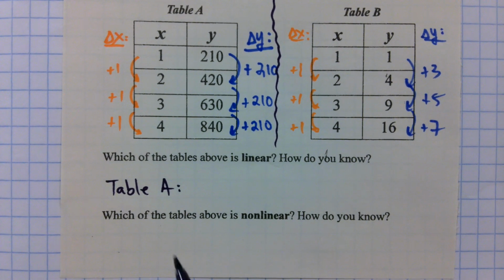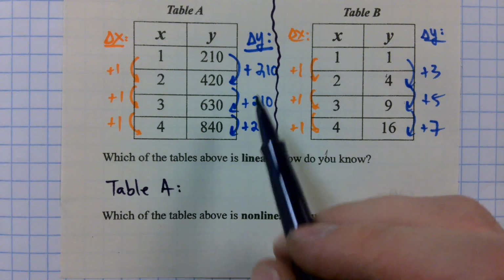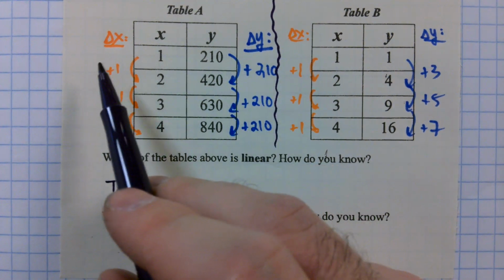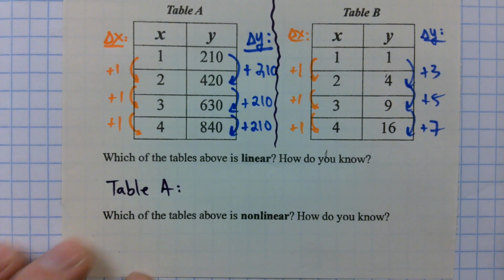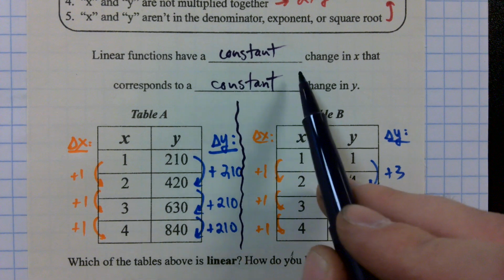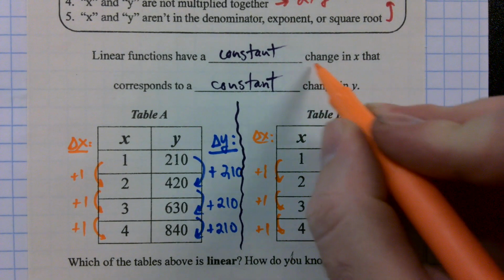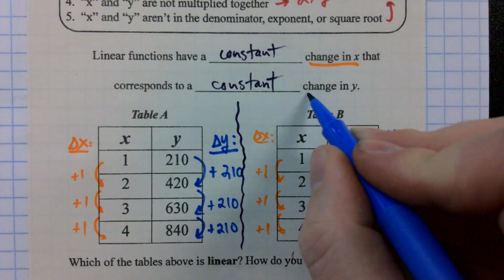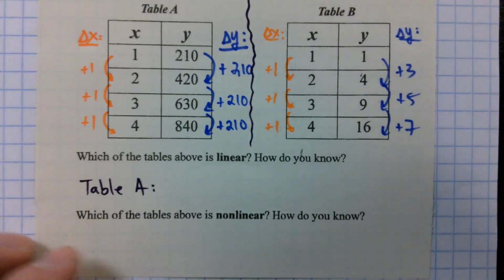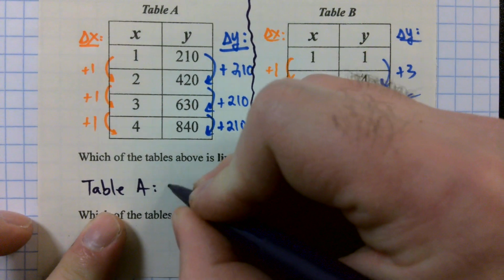Well, you're on the right track. It's not the x and y values that are constant. It's the change in x and the change in the y values. Take a look. Constant change in x, constant change in y. That's what we're looking for.